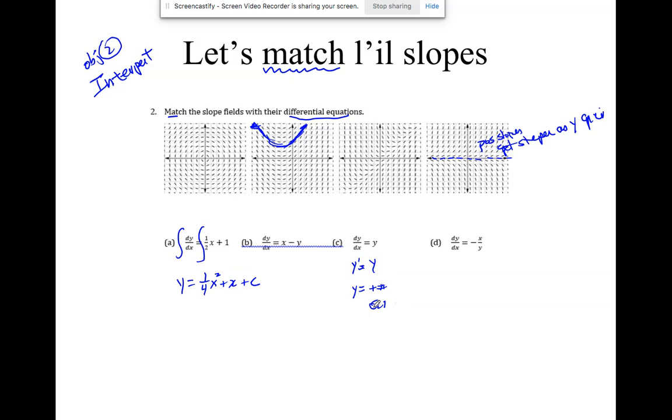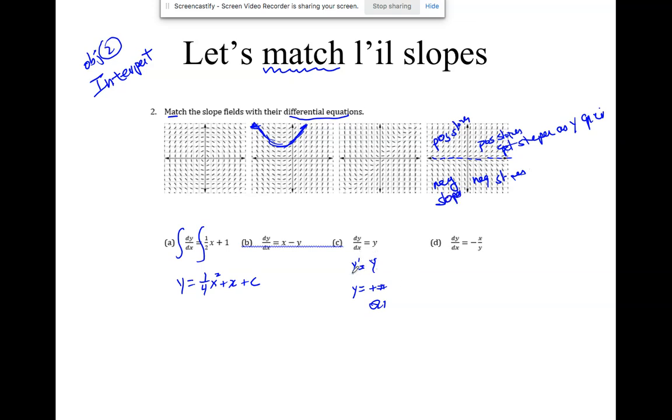Where else would you have positive slopes if your derivative is only in terms of y? Quadrant 2, right? Isn't that what happens over here? Positive slopes. And where would you have negative slopes? If your derivative is equal to the y coordinate of any point, you better have negative slopes here. Right? So you see how I interpreted the slope field and its differential equation?